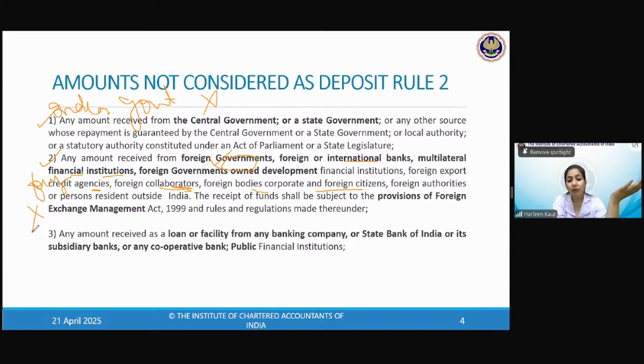What is the meaning of this line? We are receiving the money from foreign collaborators. Don't we need to repay it? Don't we need to ask for security? So first of all, let's understand the terminology. When we say they are not deposits, what does it mean?